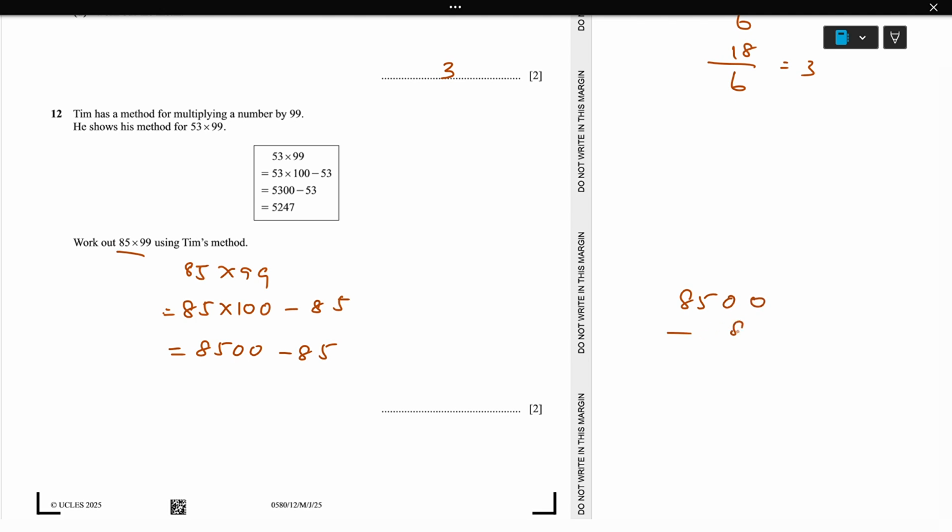8500 minus 85 is going to be, borrow here. So this becomes 4, this becomes 10, now this becomes 9, this becomes 10. 10 minus 5 is 5, 9 minus 8 is 1, 4, 8, 8, 4, 1, 5. 8415 is the answer here.